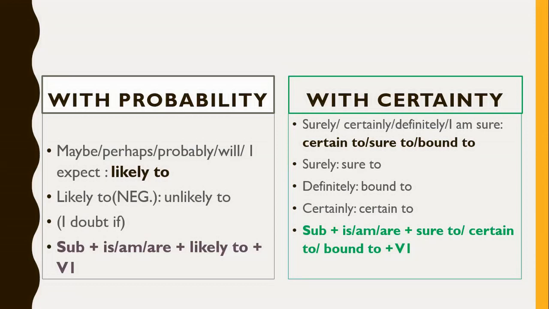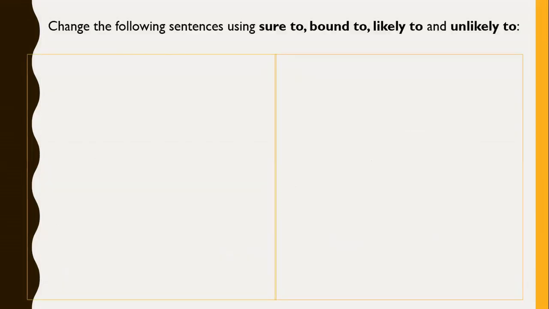What we must understand is that, though it is prediction, in this unit we do not use the future tense. Though prediction means you are talking about the future, you are making a claim about the future, we still write the answer in the present tense. These three words are very important: is, am, are. After the subject you must put is, am, are. If it is probability, use likely to, and if there is certainty, use sure to, certain to, bound to. Let's see this in the examples.